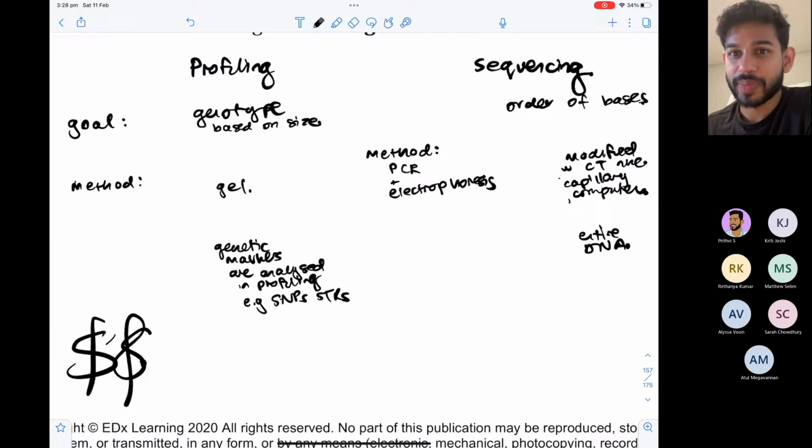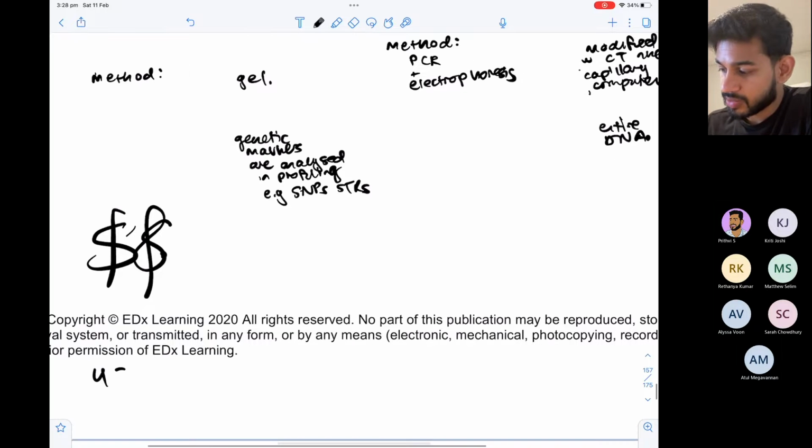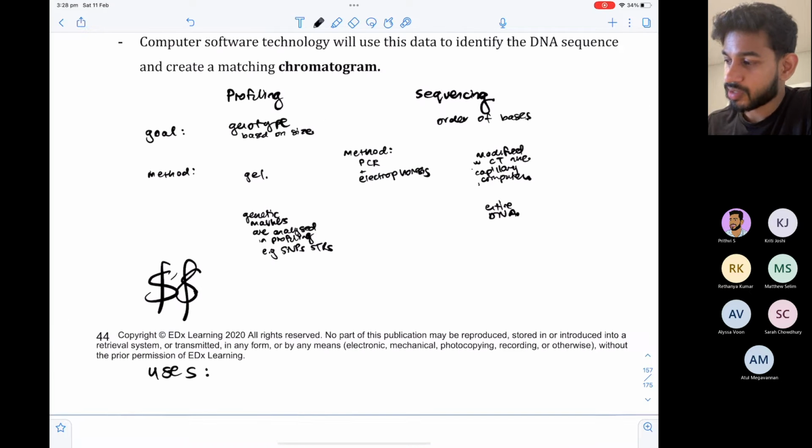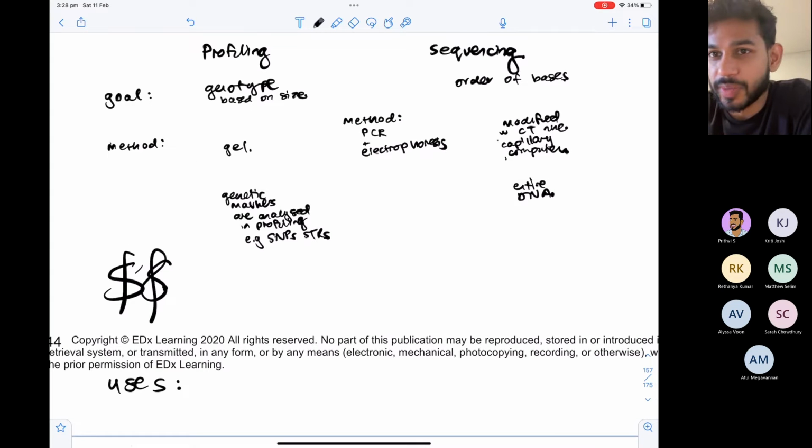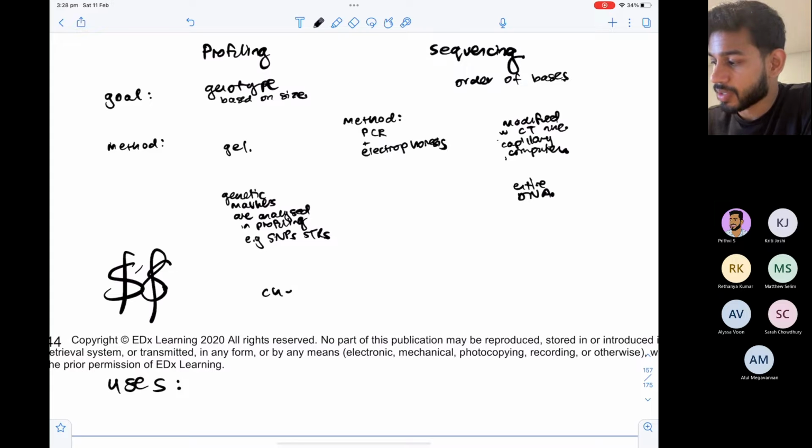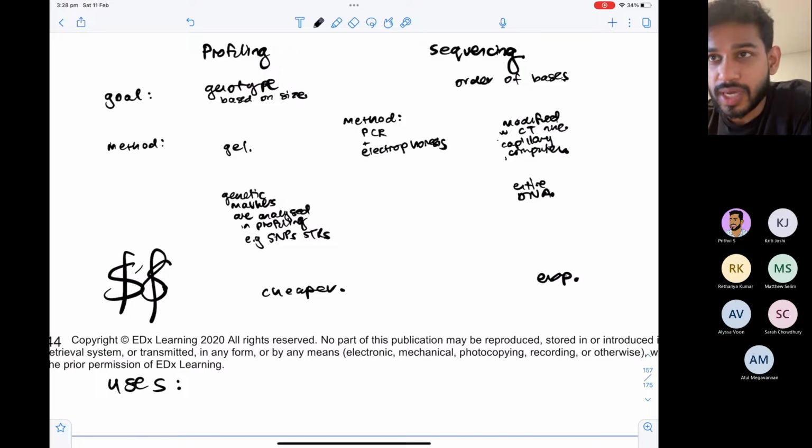Money. Which one's more expensive? Uses. What are the different uses? If you don't tell me this, then you're not going to get full marks, no matter how much detail you tell me about chain terminating nucleotides or the specific sequences of DNA analyzed, etc. Right? So you need to tell me profiling is much cheaper, sequencing is much more expensive. Right? You need to tell me the use cases of sequencing.